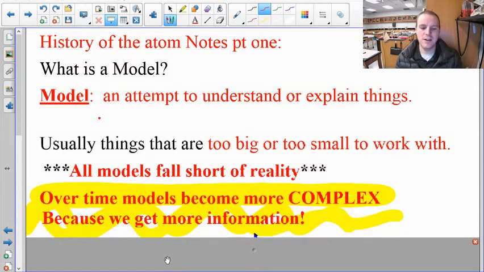And here's a big idea that we're going to see. Over time, models will become much more complex because we're going to gain more and more information. In the history of the atom, things start off really, really simple. And then as people gain more information, they change the model of the atom a little bit to make it a little bit more complex. Then they learn new information, make it more complex, more info, more complex. And so the model of the atom will get more and more complex because we're getting more and more information all the time.